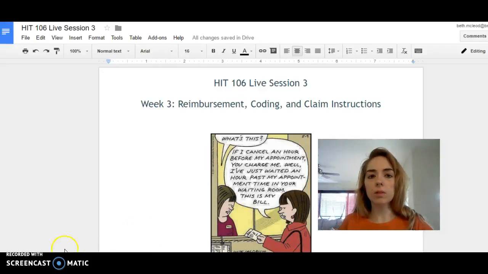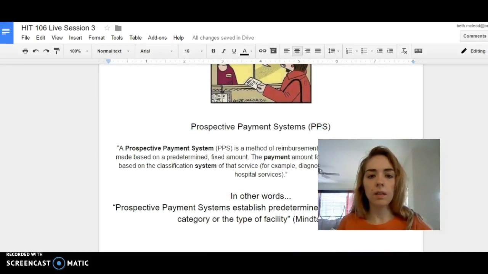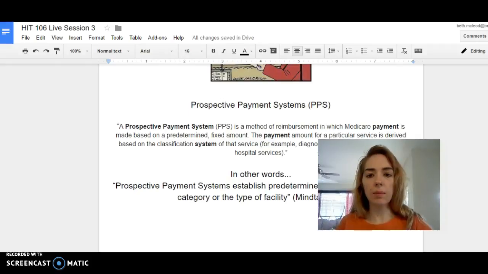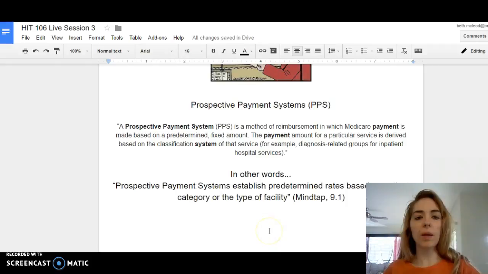So week 3 is reimbursement coding and claim instructions. Prospective payment systems. A prospective payment system is a method of reimbursement in which Medicare payment is made based on a predetermined fixed amount. The payment amount for a particular service is derived based on the classification system of that service. For example, diagnosis-related groups for inpatient hospital services.